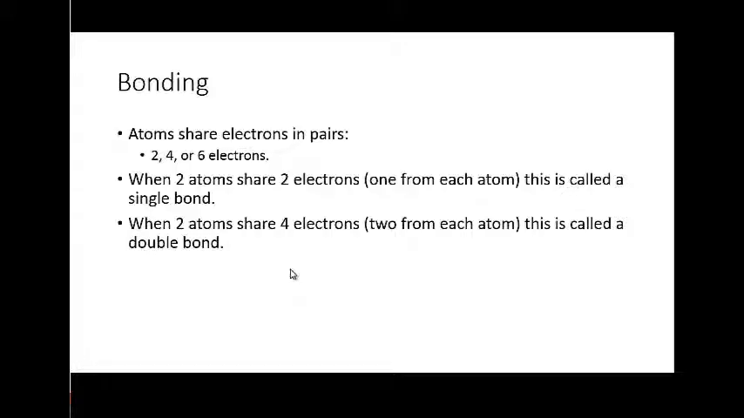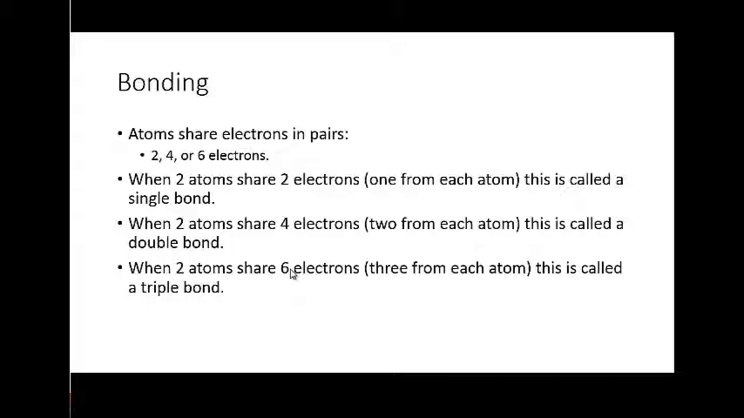When two atoms share four electrons, two electrons from each atom, this is called a double bond. And when two atoms share six electrons, three from each atom, it's called a triple bond. So a double bond is called a double bond because there are two shared pairs between two atoms. And a triple bond is called a triple bond because there are three shared pairs between two atoms.